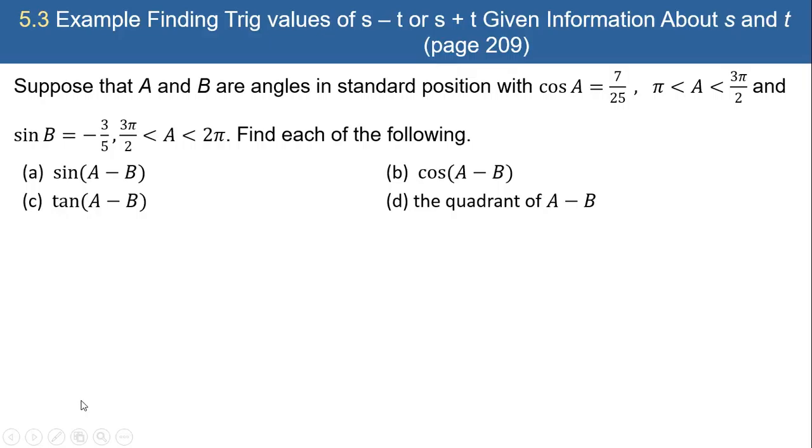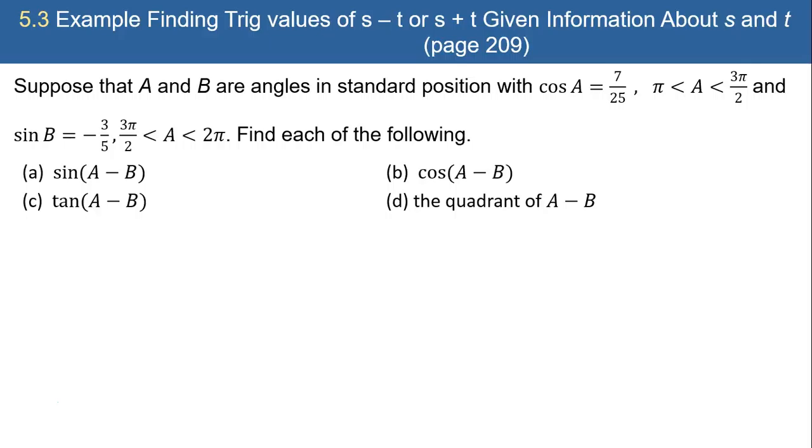All right, in this example, we are going to be using, again, the sum and difference identities for us to be able to find each of these: sine of angle A minus B, cosine of angle A minus B, tangent A minus B. And then we're going to figure out from these solutions what quadrant your angle A minus B is in.